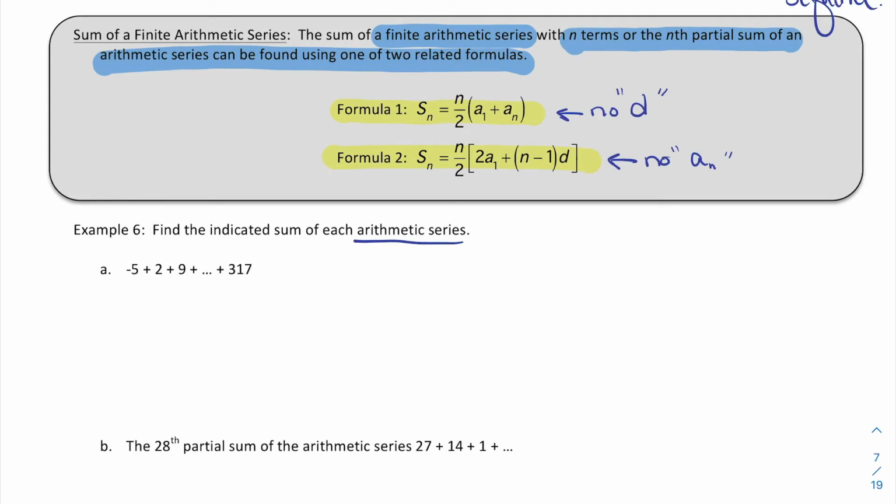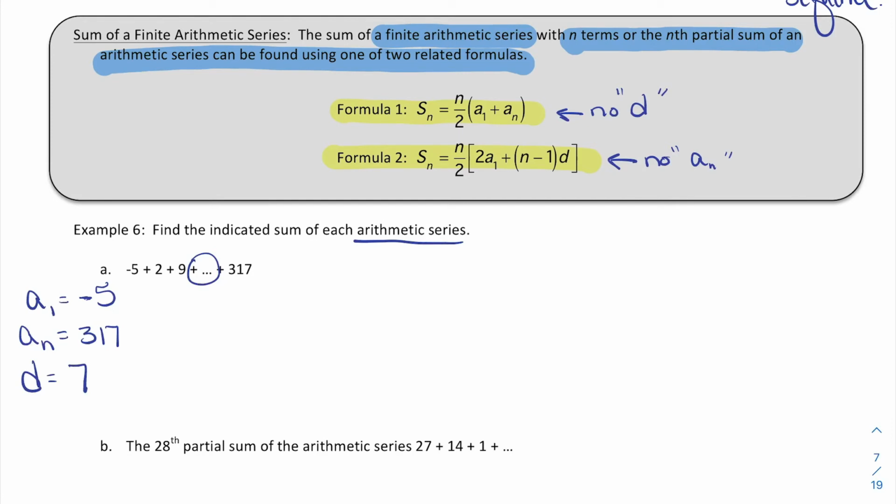So what we have for this one, if it's an arithmetic series, we have a sub 1 being negative 5. We have a sub n being 317. Now we don't know how many terms are in between this area right here with the dot dot dot. We also have d. 2 minus a negative 5 is 7. 9 minus 2 is 7. So I do have a common difference.